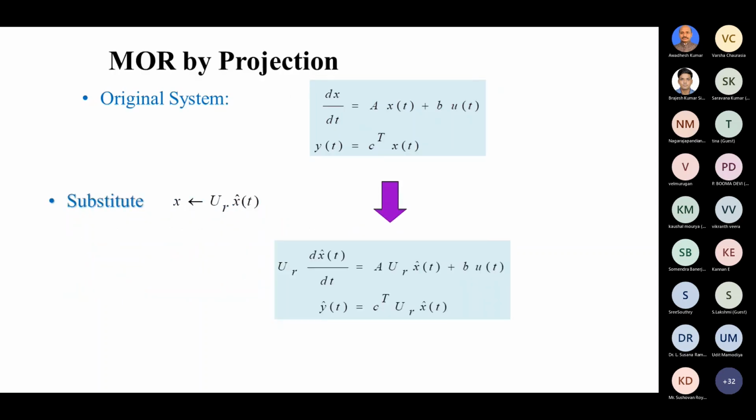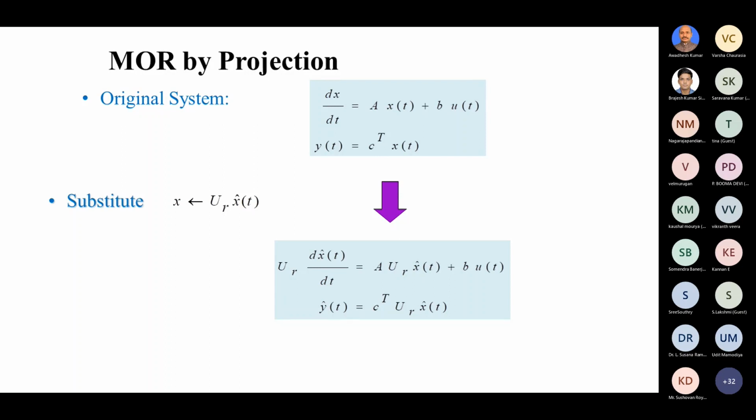So, for example, we are representing this equation. Normally we use a descriptor type of equation, where E is also there, but for simplicity and to reduce complexity on the screen, I have taken only the state equations. So the original system is given by x dot = Ax + Bu and y = C transpose x.